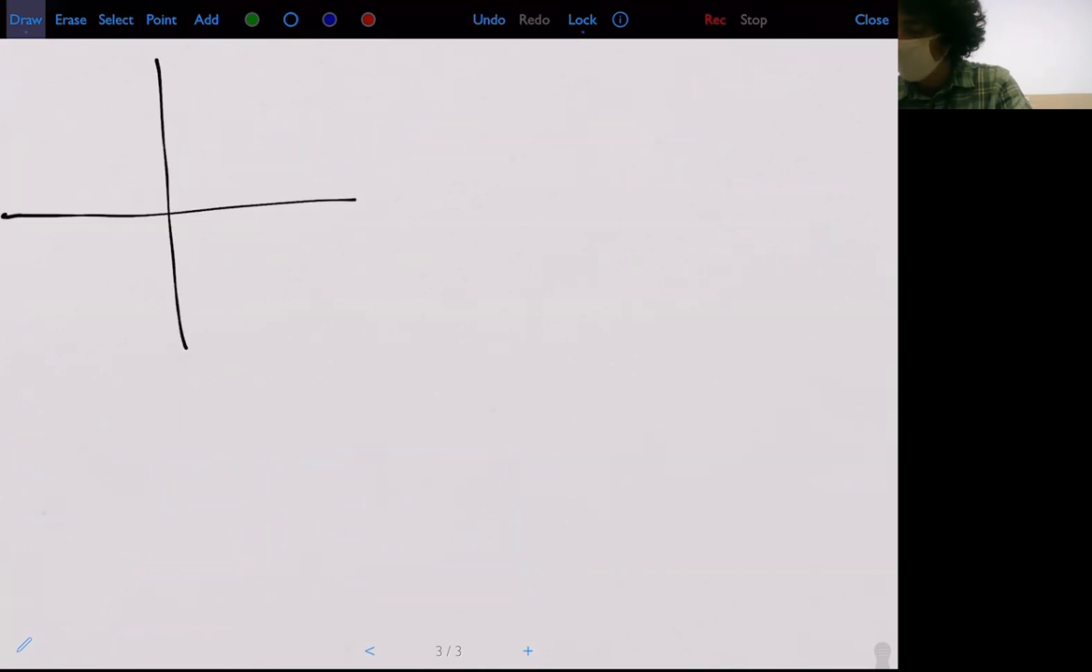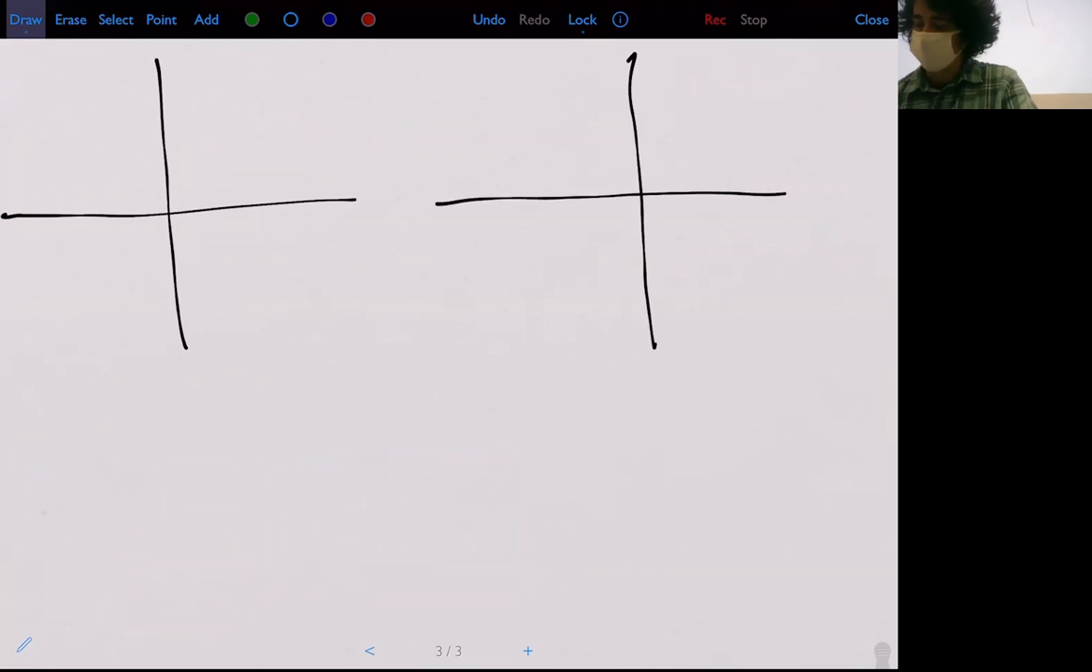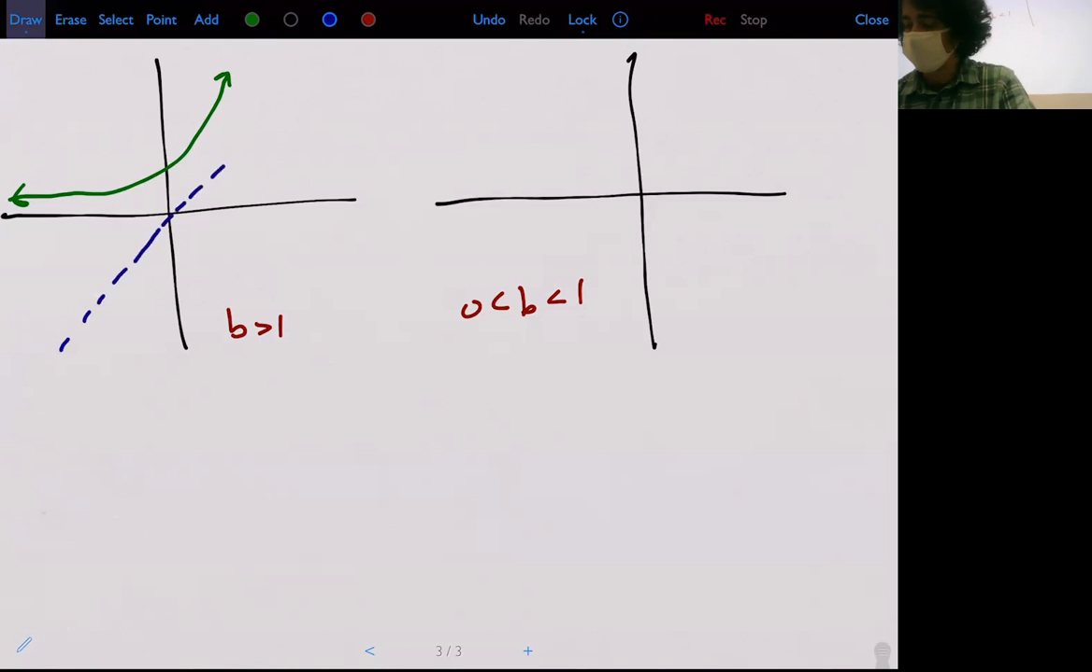And the way we're going to do this is by looking at the graph of an exponential function. So we have two cases, either b is larger than 1 or b is between 0 and 1. So when b is larger than 1, for an exponential, we have an increasing exponential. And to obtain the graph of a logarithm, we're going to flip this graph along the line y is equal to x. The graph we obtain will look something like this.